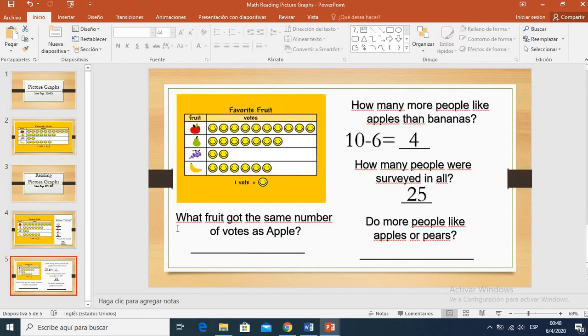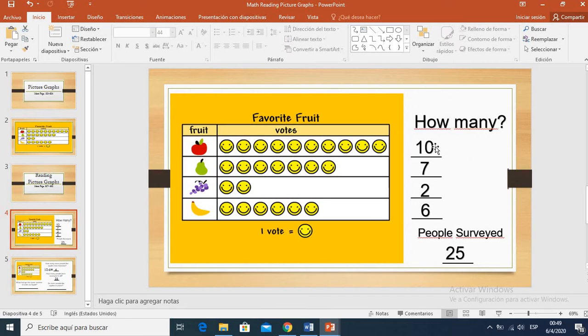25. Next question. What fruit got the same number of votes as apple? Okay, I'm going to check if there is one fruit with the same number of votes as the apple. If we go to the first chart, we know that apple got 10 votes. Pear got 7 votes. Grapes got 2 votes. And bananas got 6 votes. There's no other fruit with the same number of votes as the apple.